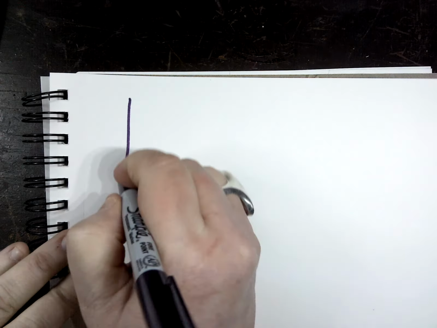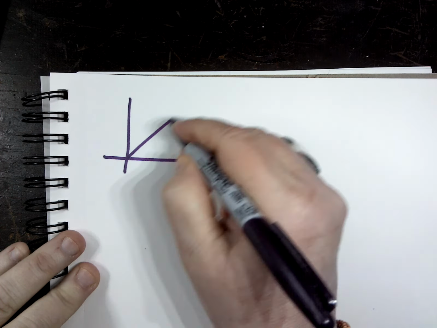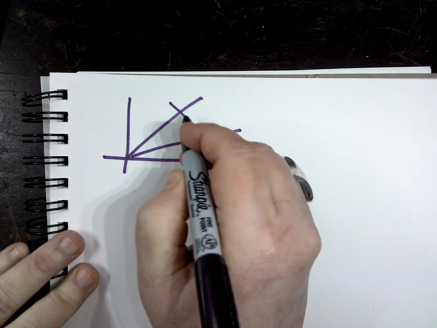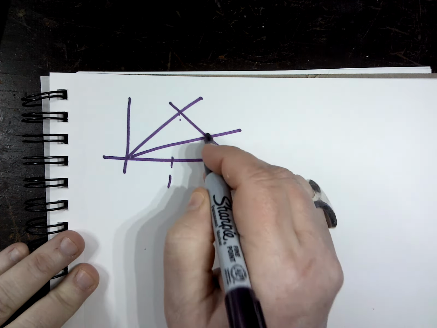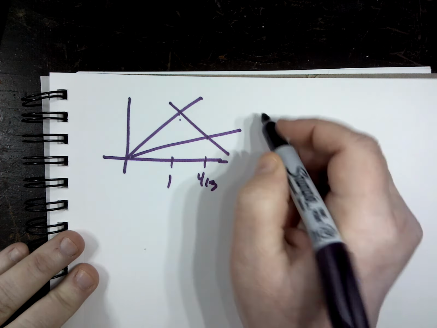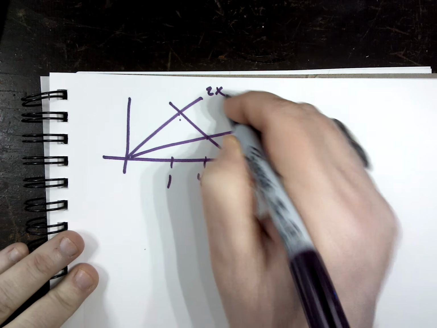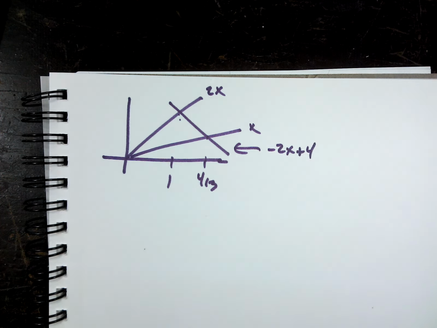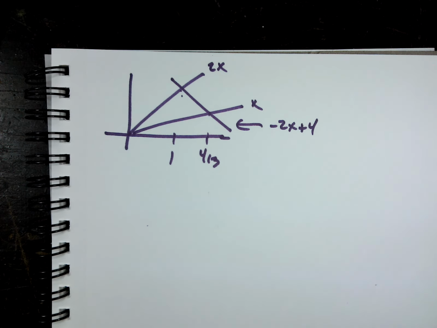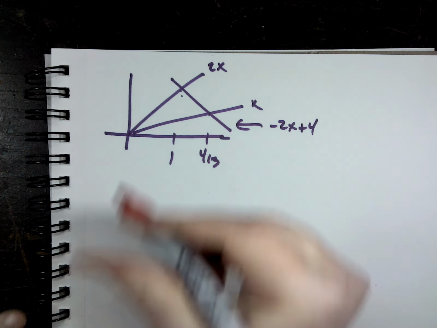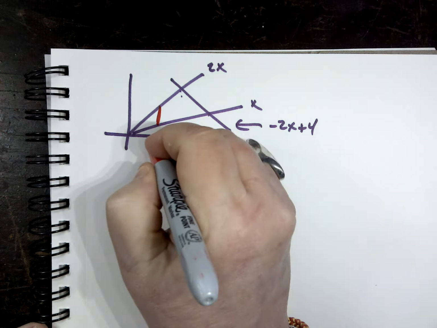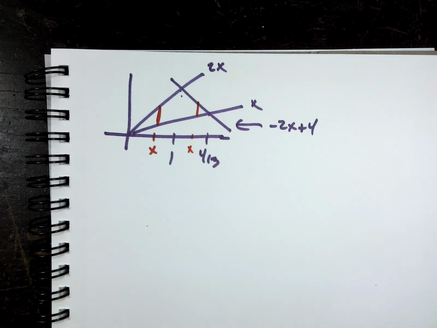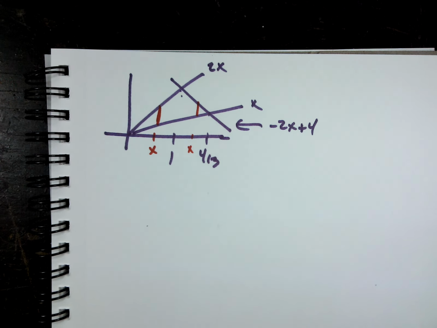So what we have. Not to scale. I'm okay with that. That's 1. That's 4/3. This is 2x, x, and that's that weird negative 2x plus 4. And there's my generic x. And I'll probably have another one over here, just so we have 2 of them.